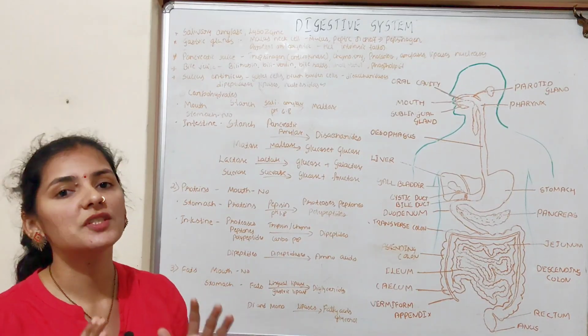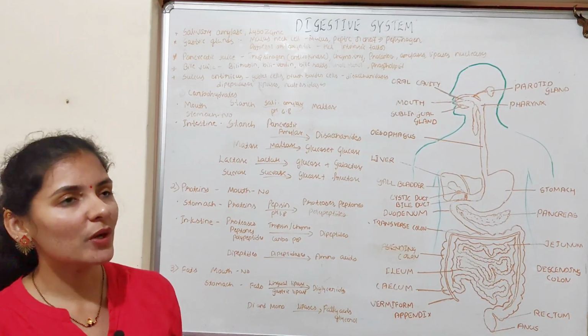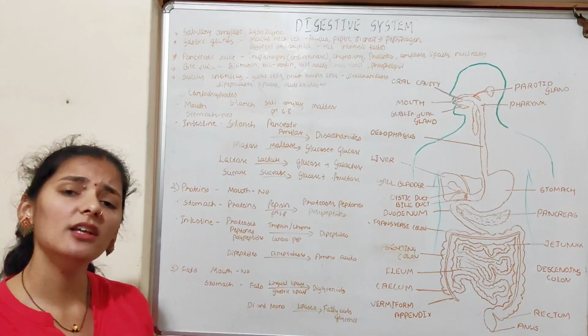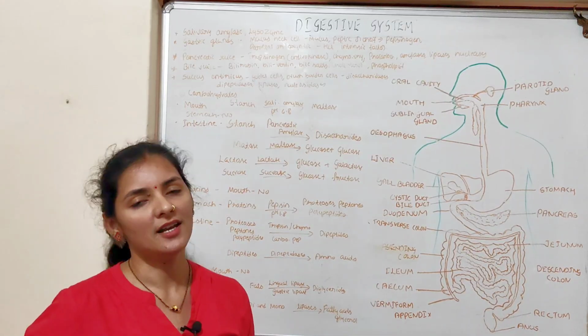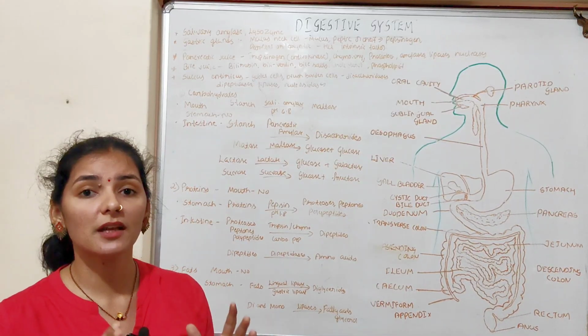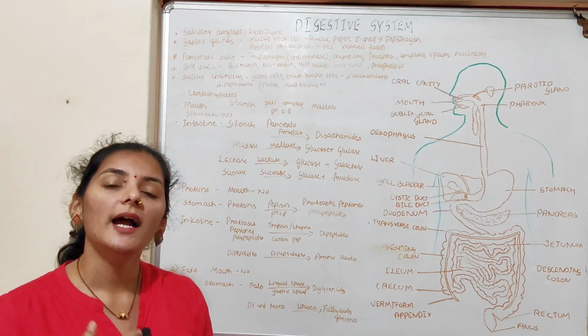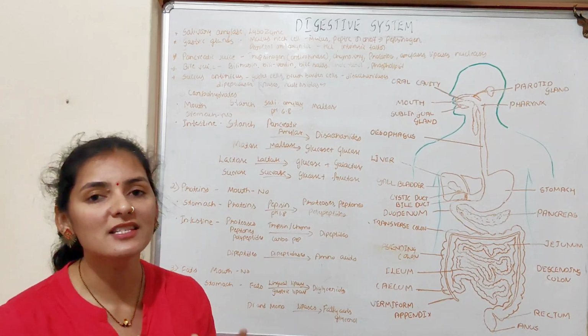But bile juice lacks enzymes, or there is no enzyme in the bile juice. Then what is the function of bile juice? Yes, bile juice helps in the digestion of fat, and it digests the fat by emulsification.